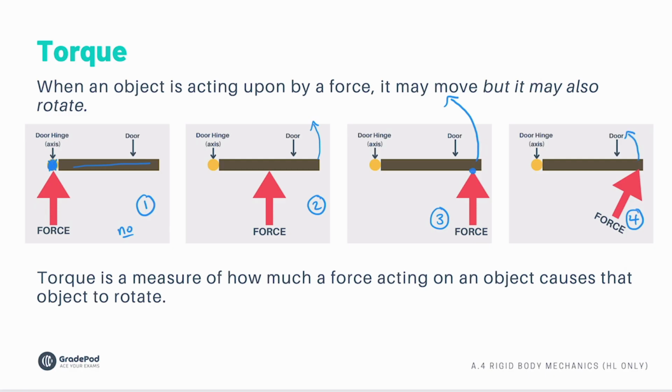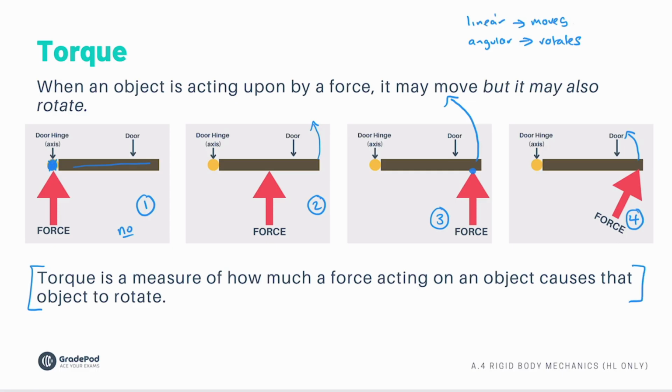What happens in diagrams 2, 3 and 4 is that when you apply a force, it rotates. Now this is different from linear motion, because in linear motion, when you apply a force, it moves. But with angular motion, in this case, when you apply a force, it rotates. And the torque is a measure of how much a force acting on an object causes that object to rotate. And this is your definition of torque. I'd like you to write that definition down in your notes.